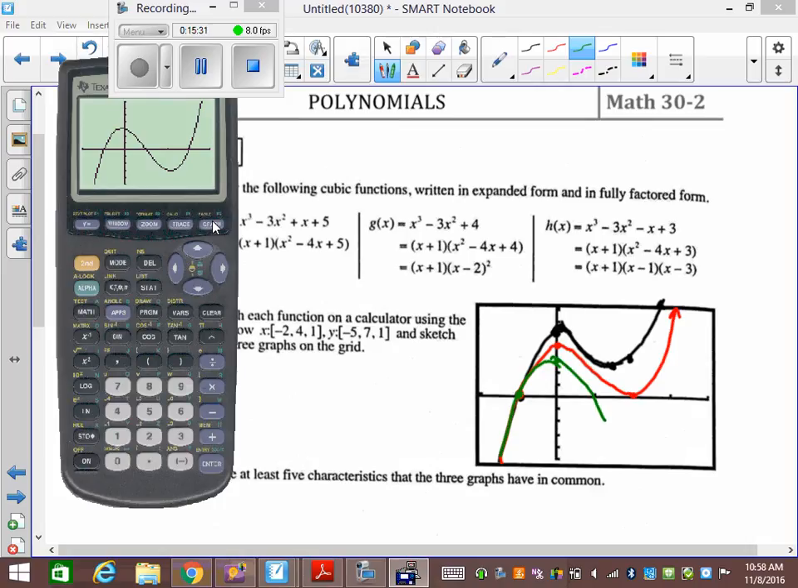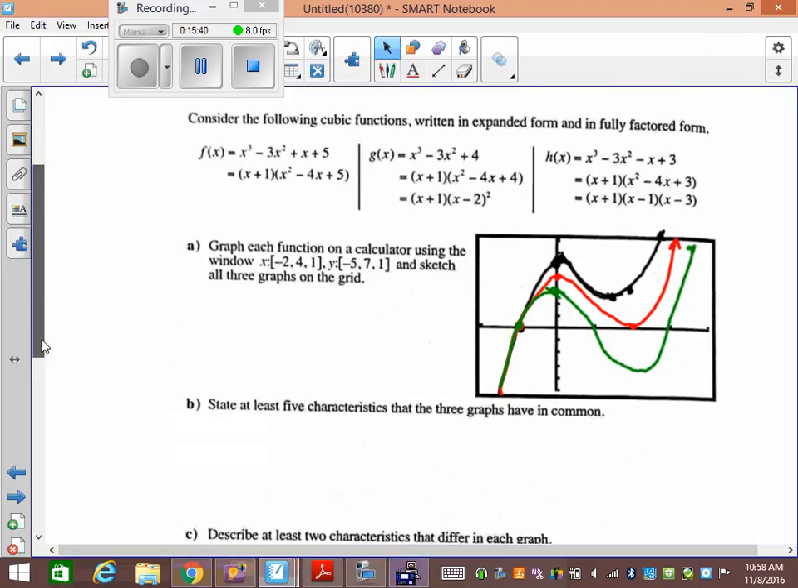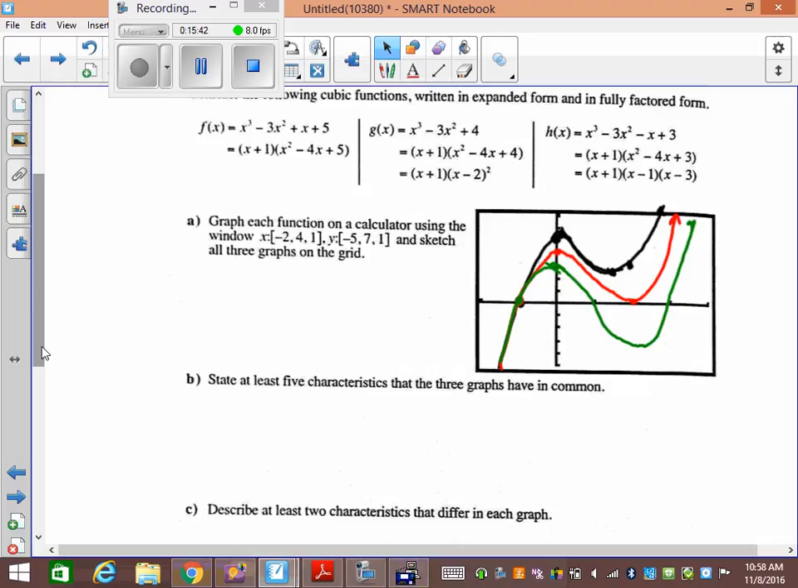Ooh, this is bad. This is very bad. So what we're trying to figure out here is this. State at least 5 characteristics. Gabby, what's up?